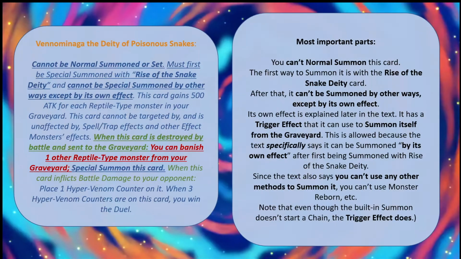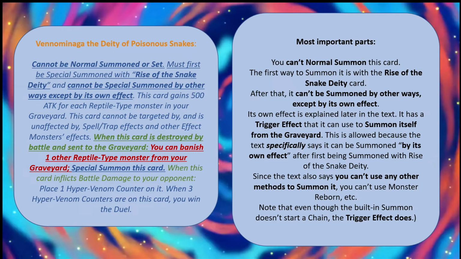So if we break this down, these are the most important parts. First of all, you cannot normal summon this card. The first way to summon it is with the Rise of the Snake's Deity card. After that, it can't be summoned by other ways, except by its own effect, the one on top, the one at the bottom. Its own effect is explained later in the text, at the bottom, like I said. It has a trigger effect that it can use to summon itself from the graveyard, and this is allowed because the text specifically says it can only be summoned by its own effect.